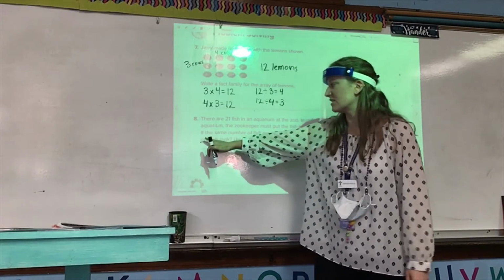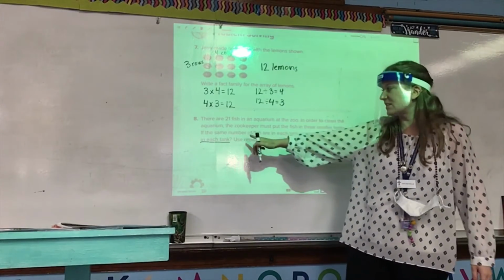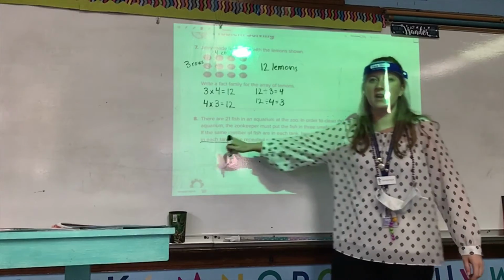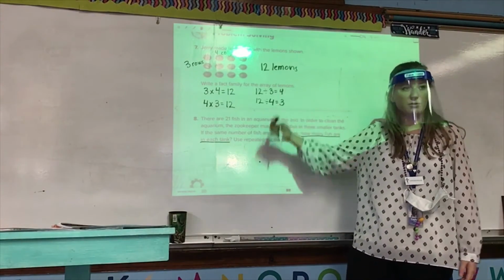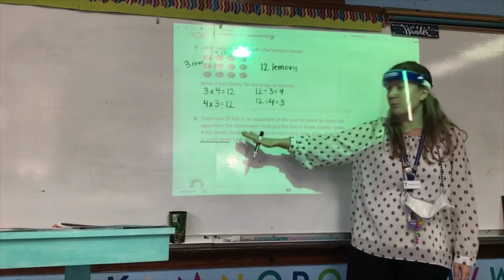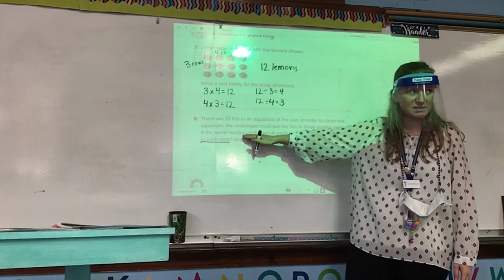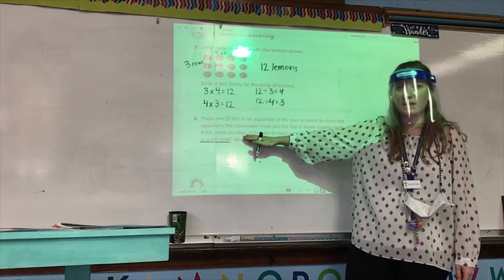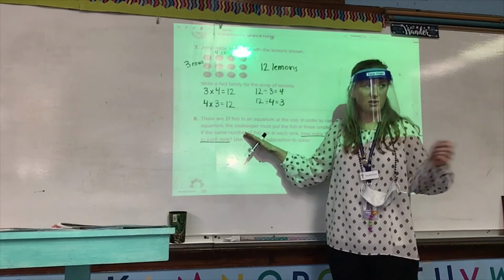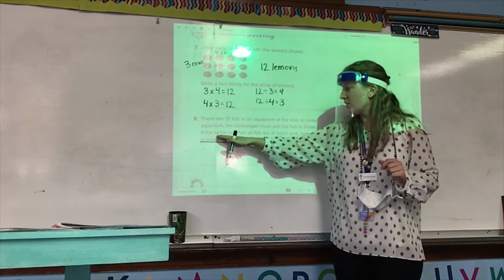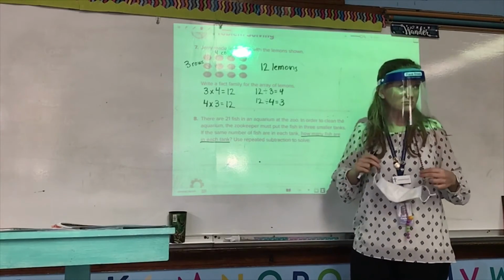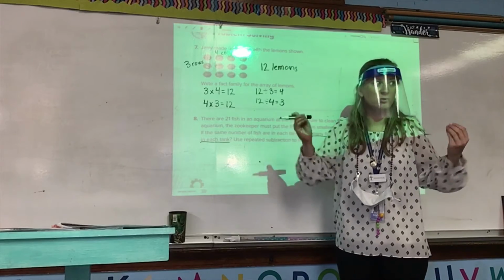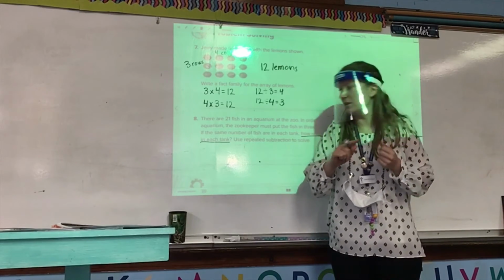Guys, remember I said this. If you see something like, if the same number of fish are in each tank, or there are the same number of blank, that's just telling you you can do multiplication or division. It's not like real life, where there's probably not going to be the same number of fish in each tank, and then you can't do multiplication or division because you don't have equal groups. Whenever you see something like this, that means we're telling you it's all equal. There's equal groups. So you can multiply or you can divide.